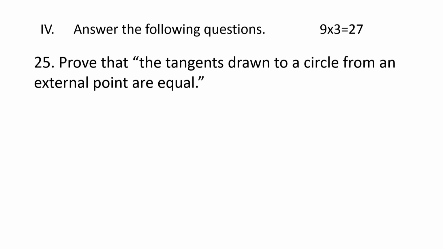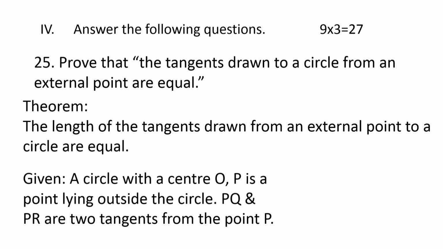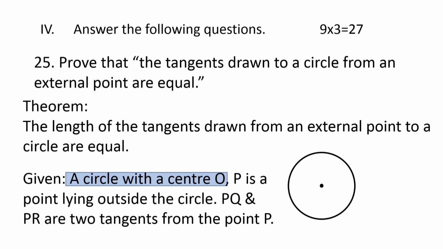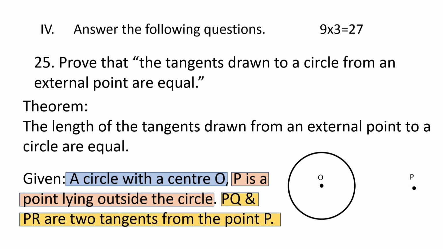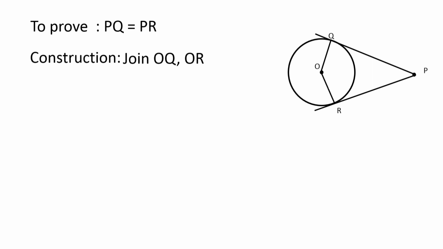The theorem here is: the lengths of the tangents drawn from an external point to a circle are equal. Given a circle with the center O, P is a point lying outside the circle. PQ and PR are the two tangents from the point P. To prove PQ is equal to PR. Construction: join OQ, OR and also join OP.